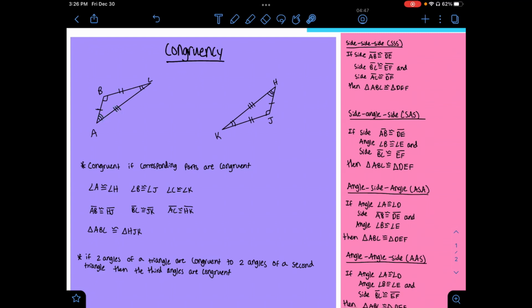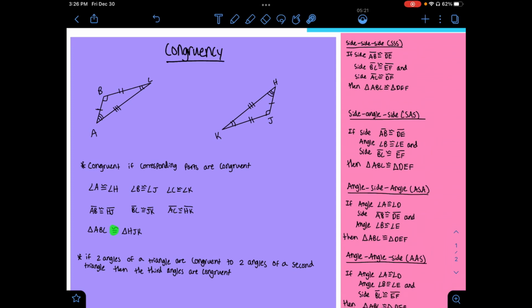but right here, this would show that the sides are congruent. So we have to check that angle B is also congruent to angle J, and they are. Angle C is congruent to angle K. So we're good on the angles so far, but now we have to check on the sides. Side AB is congruent to side HJ, which is good. Side BC has to be congruent to JK, which it is. And then AC has to be congruent to HK, which it also is. So that means triangle ABC is congruent to triangle HJK.